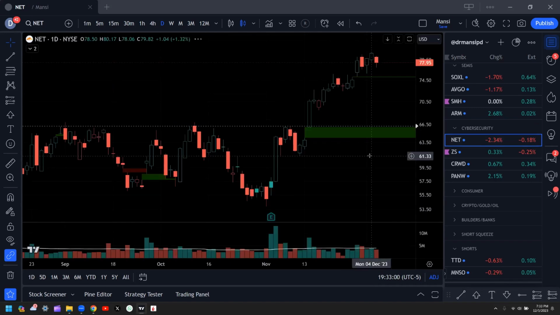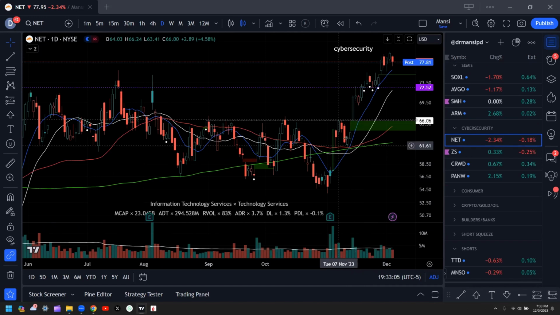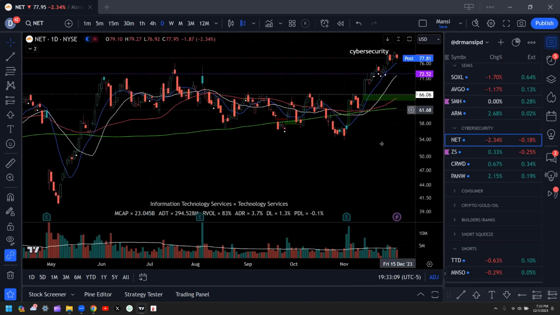Cybersecurity names. So NET, it's just gone without me. I was looking for an entry here, and it's just heartbreaking to watch it go without me. And this is not even giving much of a chance of a pullback.